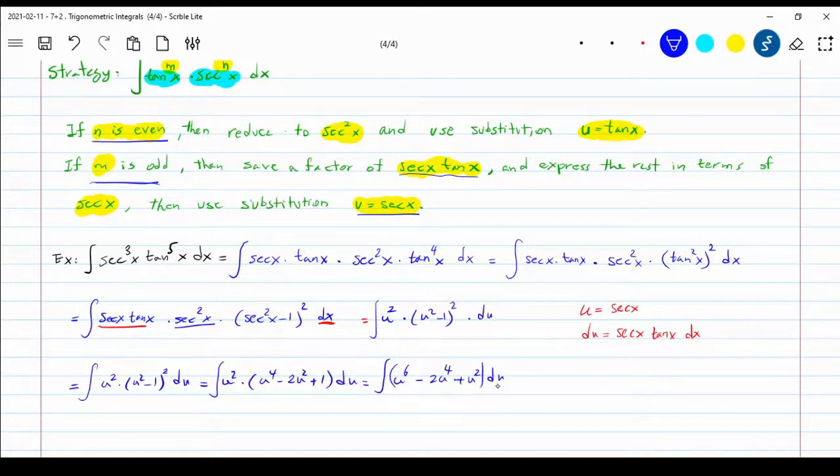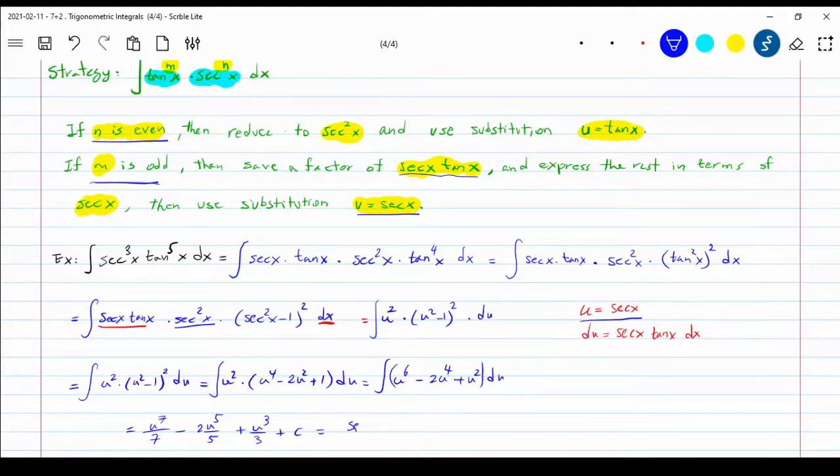Okay, what is that integral? The integral is u to the power 7 divided by 7 minus 2u to the power 5 divided by 5 plus u to the power 3 divided by 3 plus some constant c. And instead of every u, you should now replace secant x.